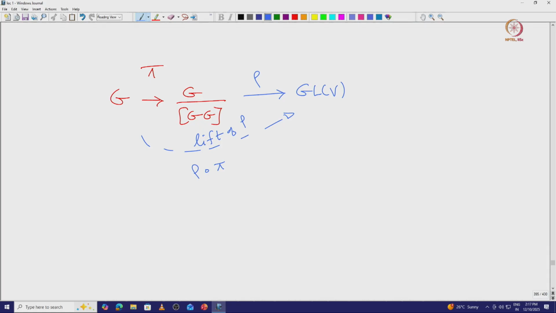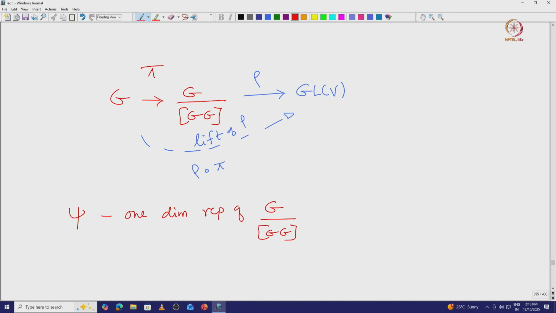Now we are going to use this to recover all possible one dimensional representations of G. So, what do we do? We can start with some one dimensional representation. Let us take xi to be a one dimensional representation of G modulo [G,G], because G modulo [G,G] is an abelian group.